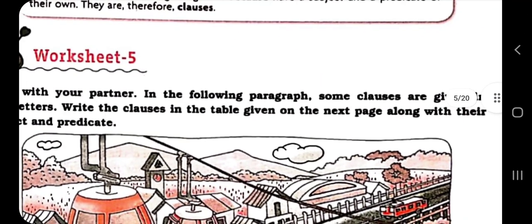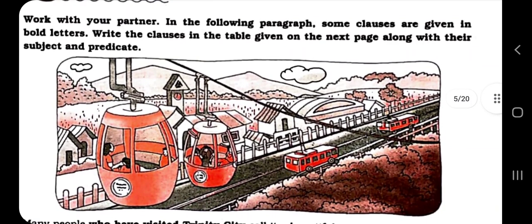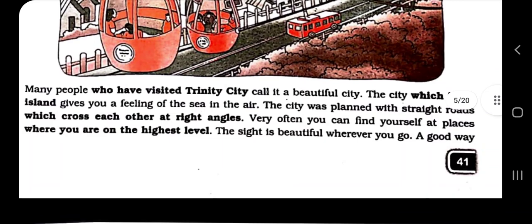Now let's move to worksheet 5. Work with a partner on the following paragraph. Some clauses are given in bold letters. Write the clauses in the table given on the next page along with their subject and predicate. Many people. Now see here, see the blue bold letters, the groups of words that are in bold. There is something in it. You have to keep keen eyes, be observant. Notice this: many people who have visited.